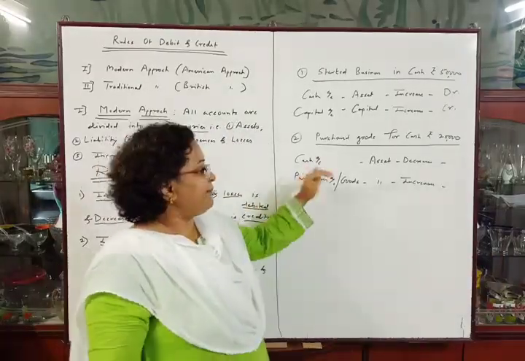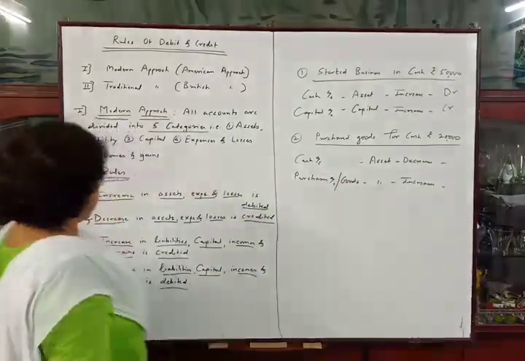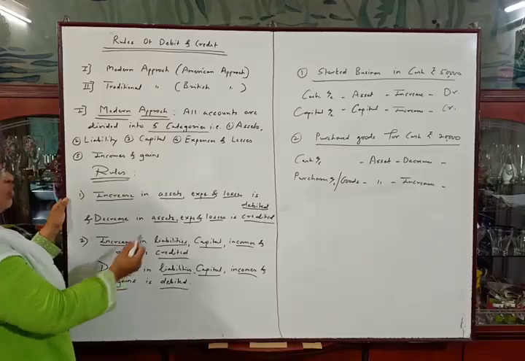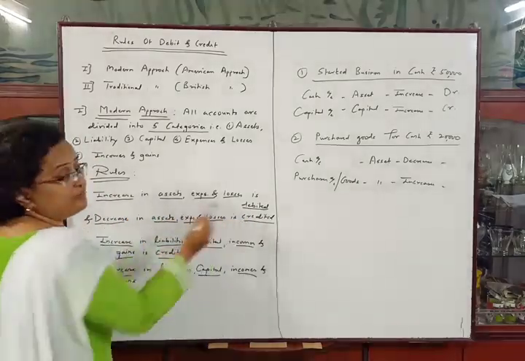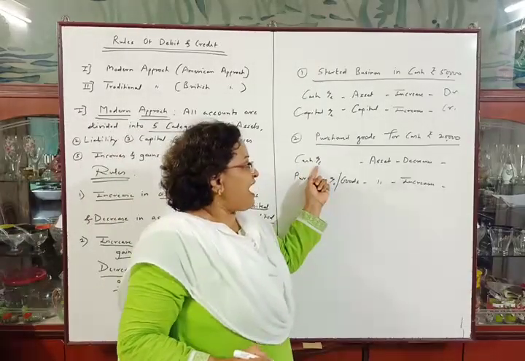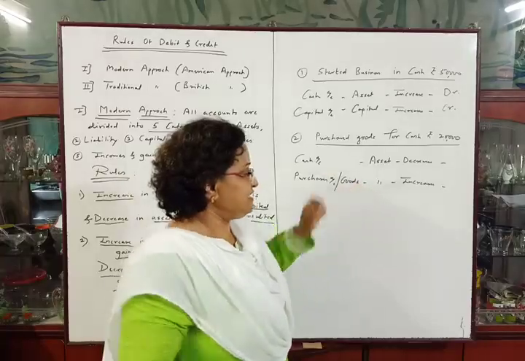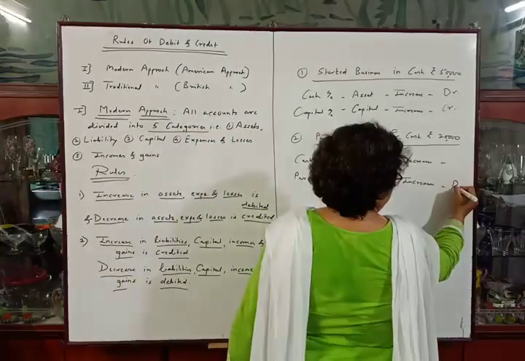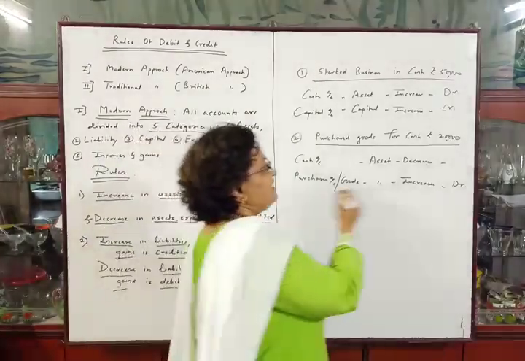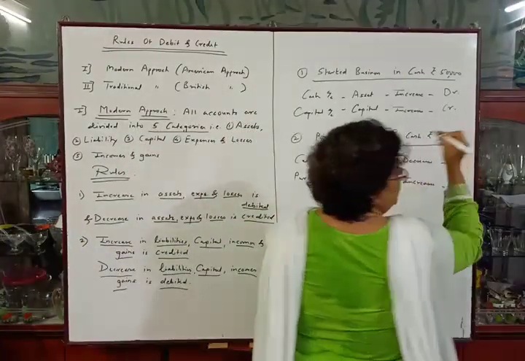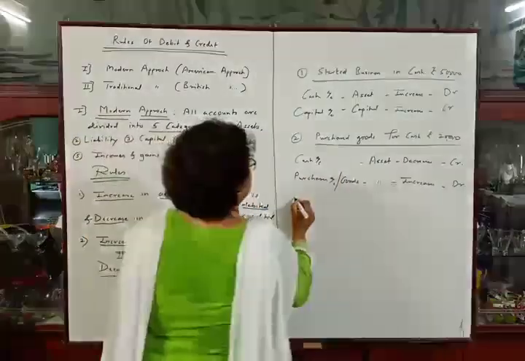Okay, now apply the rule. Both are assets, so we can apply the first rule only. It tells us that increase in asset should be debited, decrease in asset should be credited. Here cash is decreasing and goods are increasing. Increase in asset is debited, so goods account should be debited, that is purchases account should be debited, and cash account should be credited. Okay, understood? And now we will take the next example.